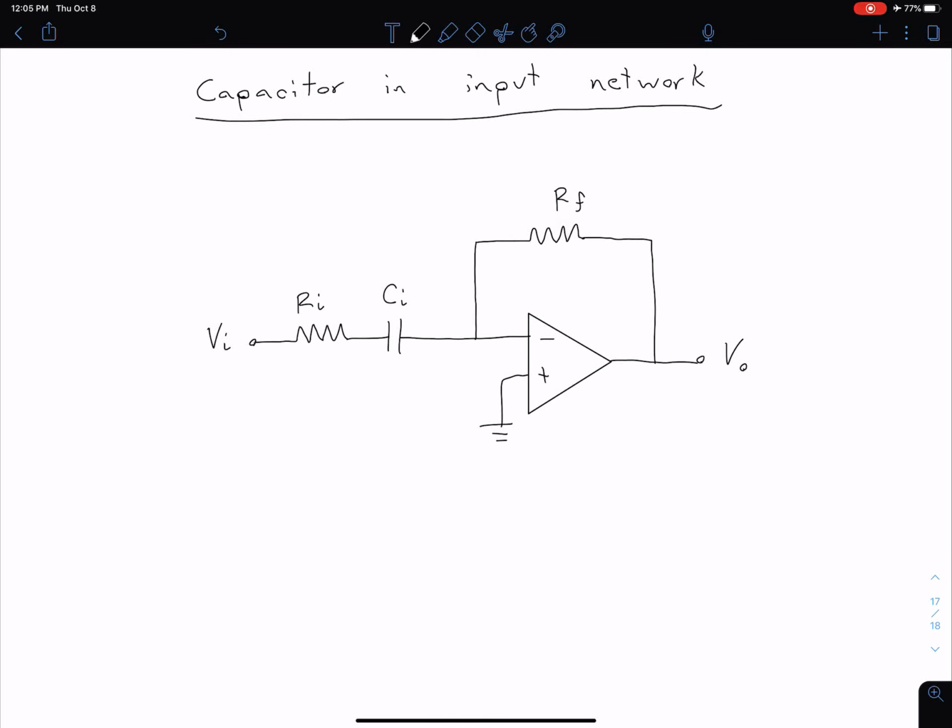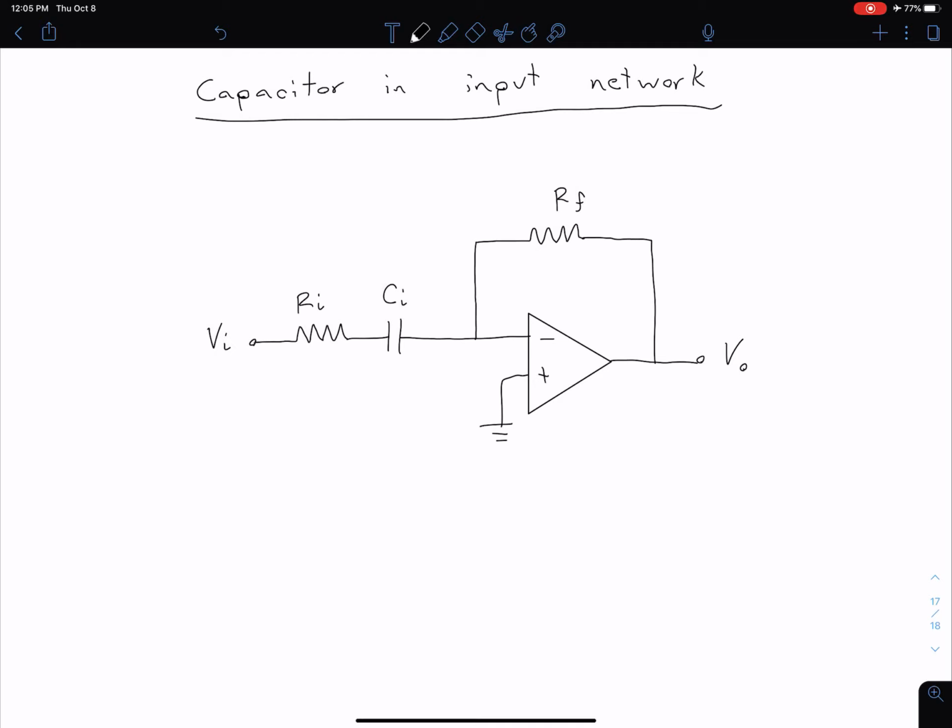So in this video, we're now going to consider what happens if we have that capacitor in our input network instead of in our feedback network. So let's start by looking at it mathematically, and then at the end of the video, we'll come back and talk about it qualitatively in terms of our capacitor behavior, as we did with the capacitor in the feedback network.